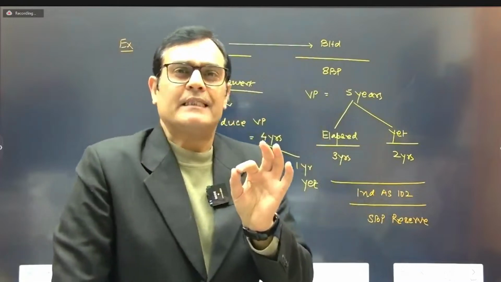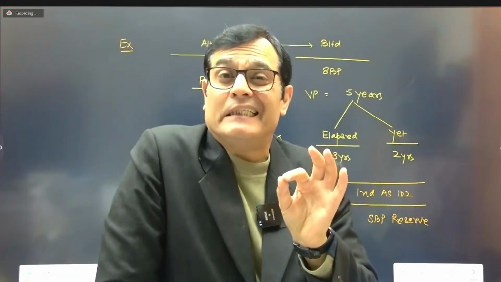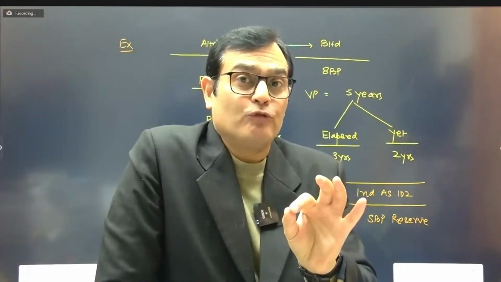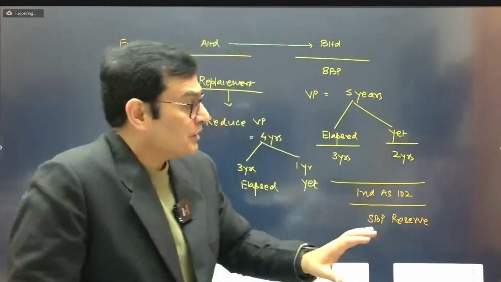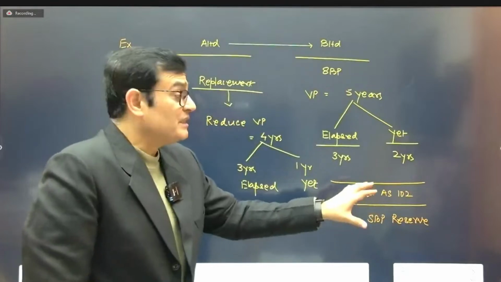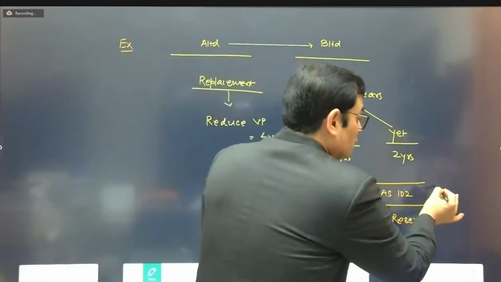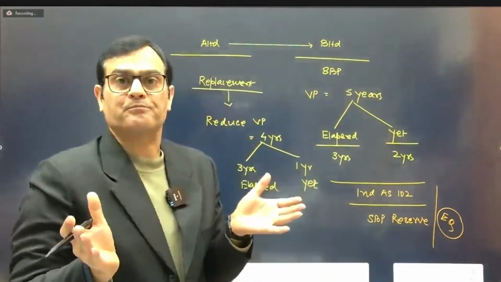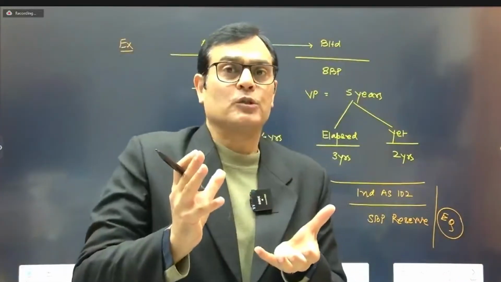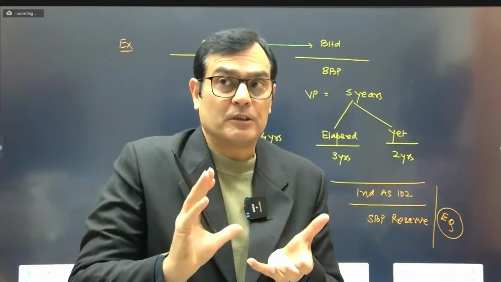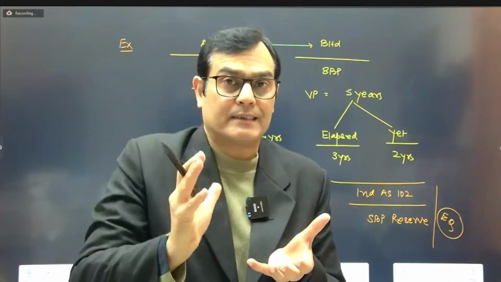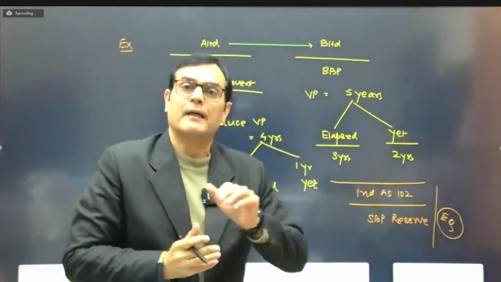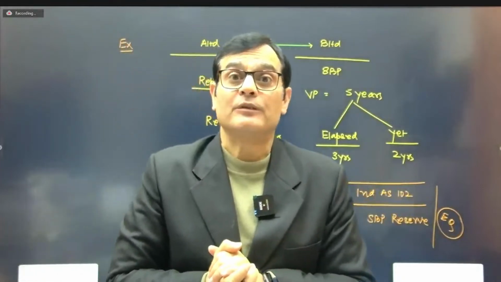Now we know that this SBP reserve is a part of the equity of the company. It's not a liability. So when you account for Ind AS 102, the share-based payment reserve, which is created in the books of accounts, is supposed to be an item of equity and not an item of liability. So when A takes over the control of the business of B, he would acquire the assets, he would assume the liabilities, but he's not going to take over the equity of that company.